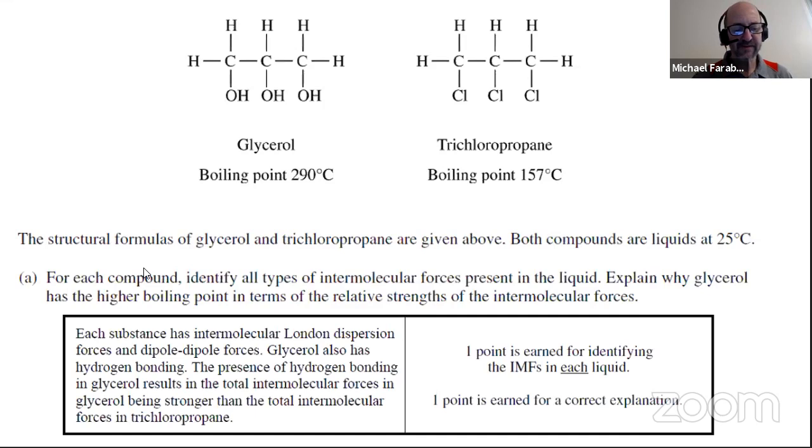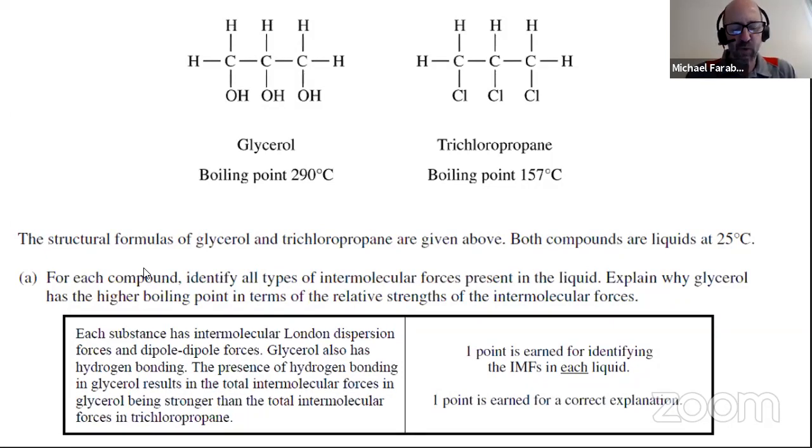So here I go. This is the official scoring guidelines answer to this question. Each substance has intermolecular London dispersion forces and dipole-dipole forces. Glycerol also has hydrogen bonding, and so the presence of the hydrogen bonding in glycerol results in the total intermolecular forces in glycerol being stronger than the total intermolecular forces in trichloropropane.